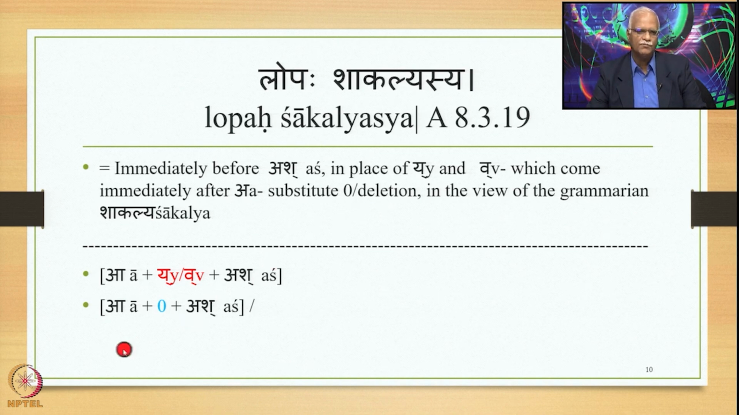So to put it in the form of an equation, we can say that if a plus ya or va plus ash, if this is the environment, then in place of ya or va, substitute 0. That means delete them. So you will get the output a plus 0 plus ash. And this is, however, an optional output. In the other option, this particular form will be retained.